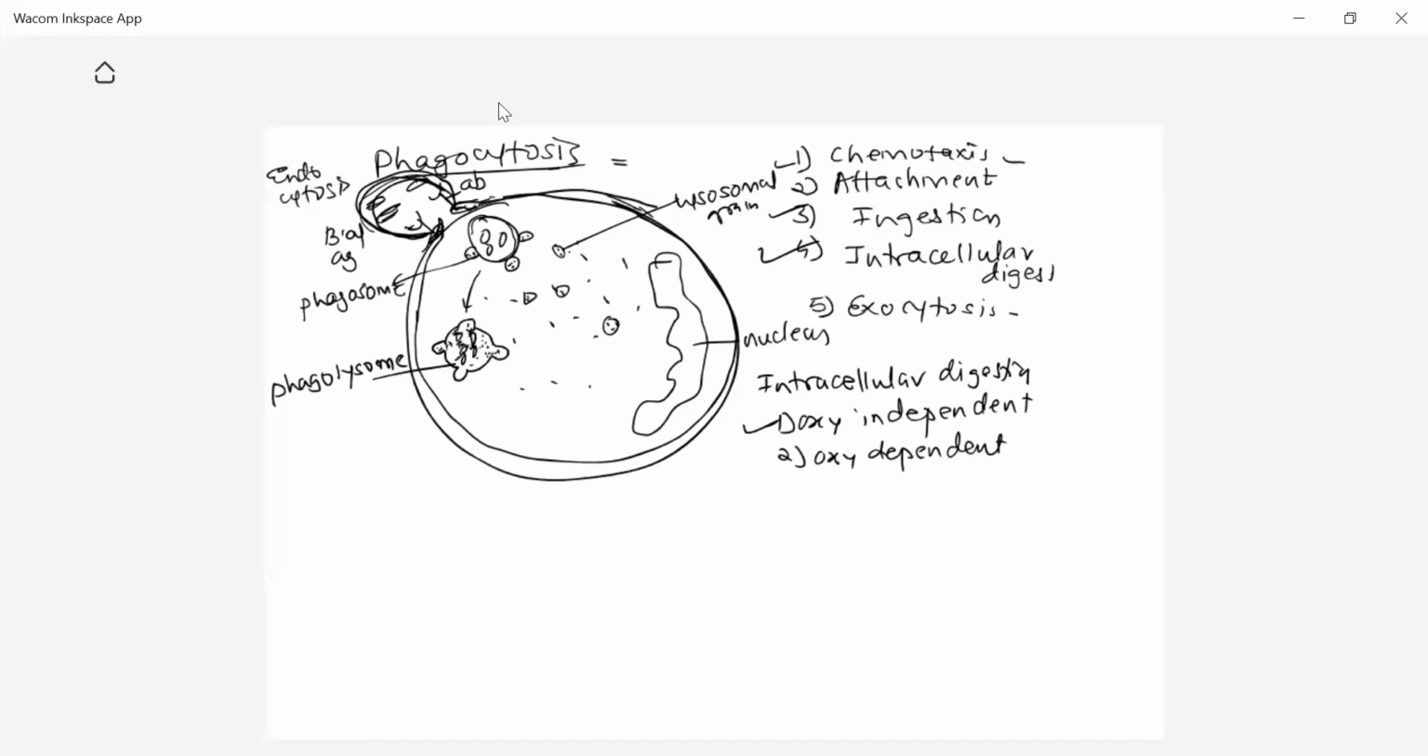In oxygen independent digestion, these lysosomal granules release their content in the phagolysosome. This lysosomal granule mainly consists of lysozyme. All of you know that lysozyme is an antimicrobial enzyme. It especially acts on the bacterial cell wall. So that lysozyme is released from the lysosome and attacks the bacteria at their peptidoglycan.